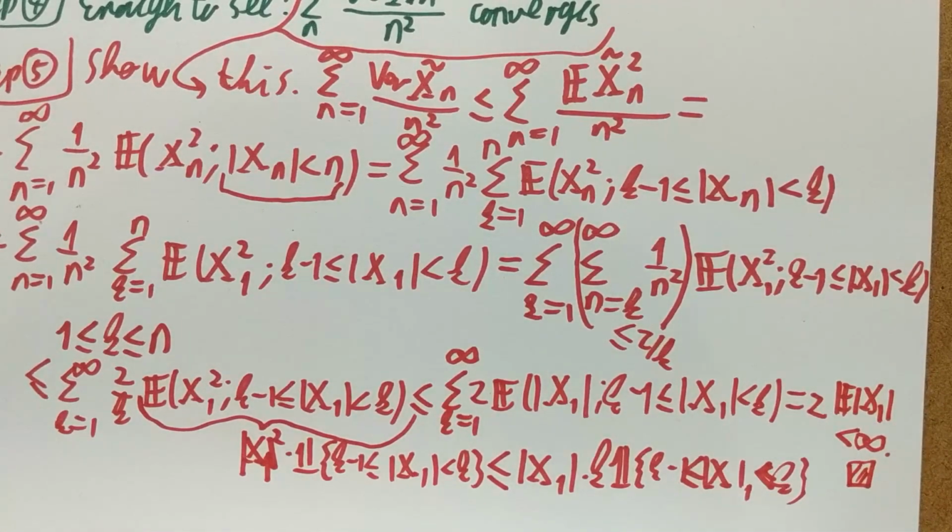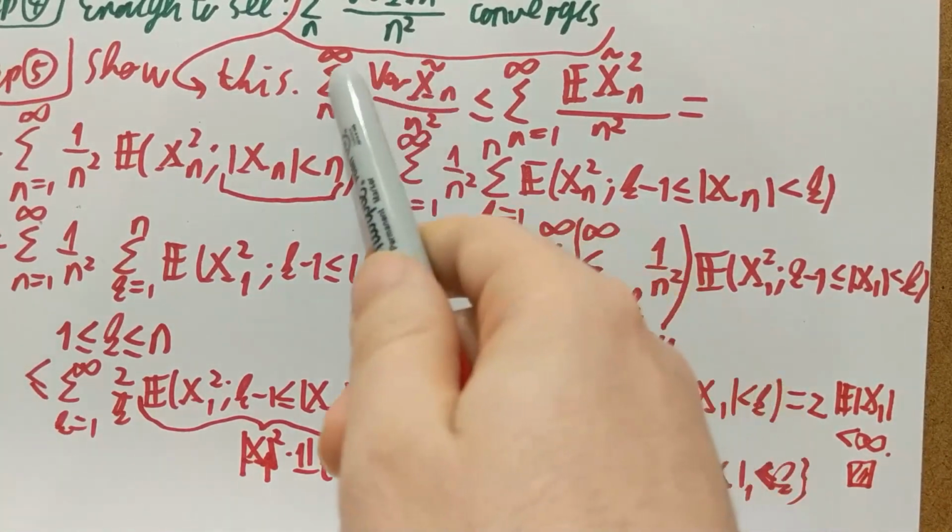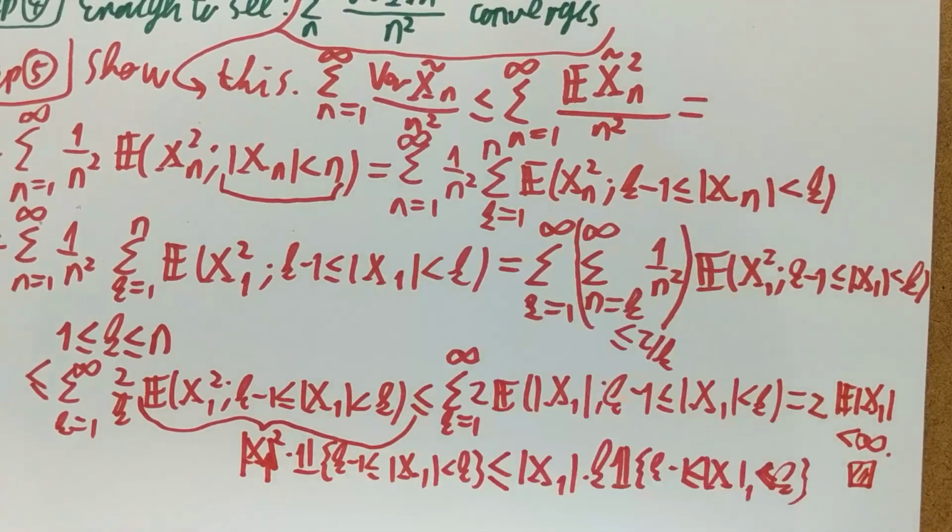I just proved that the sum of the variances of x tilde over n squared is finite. That's what I needed exactly in step 4, and then that's whatever I concluded in step 4, but was what I needed in step 3, and then back to step 2 and step 1, and finally I proved my theorem.